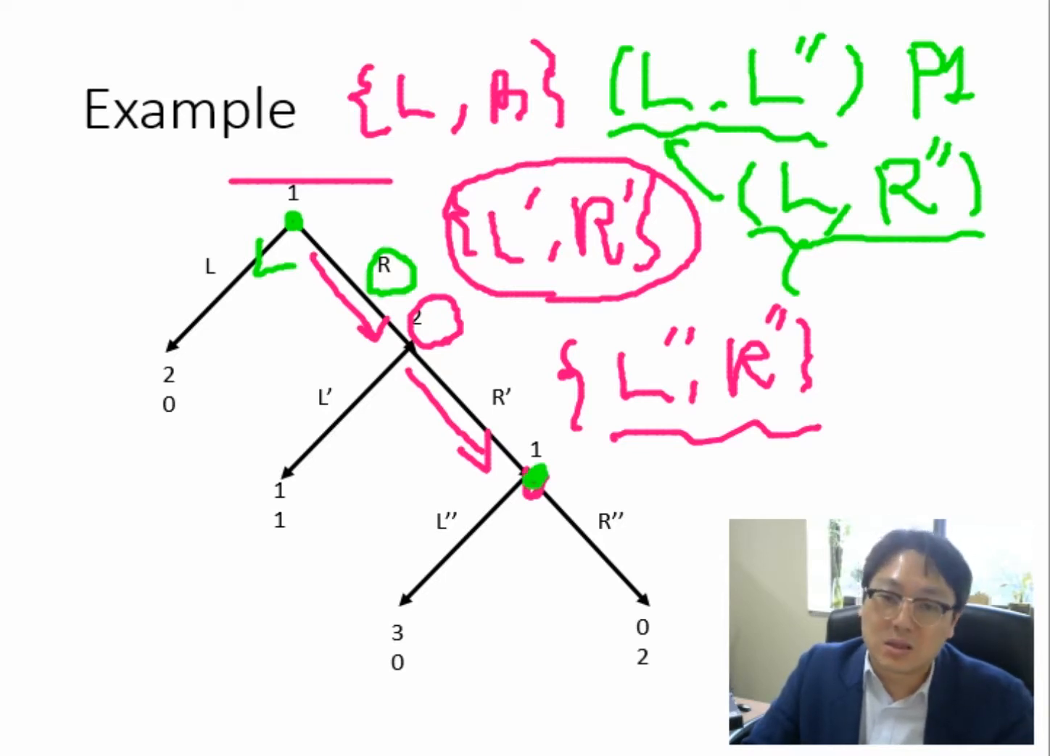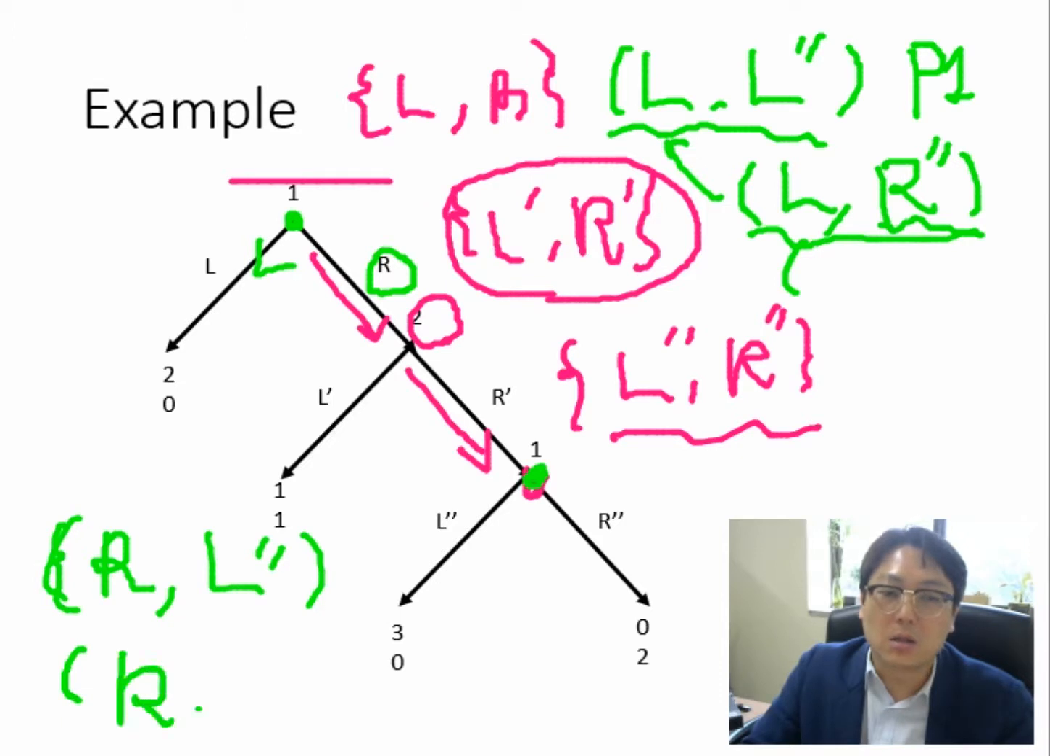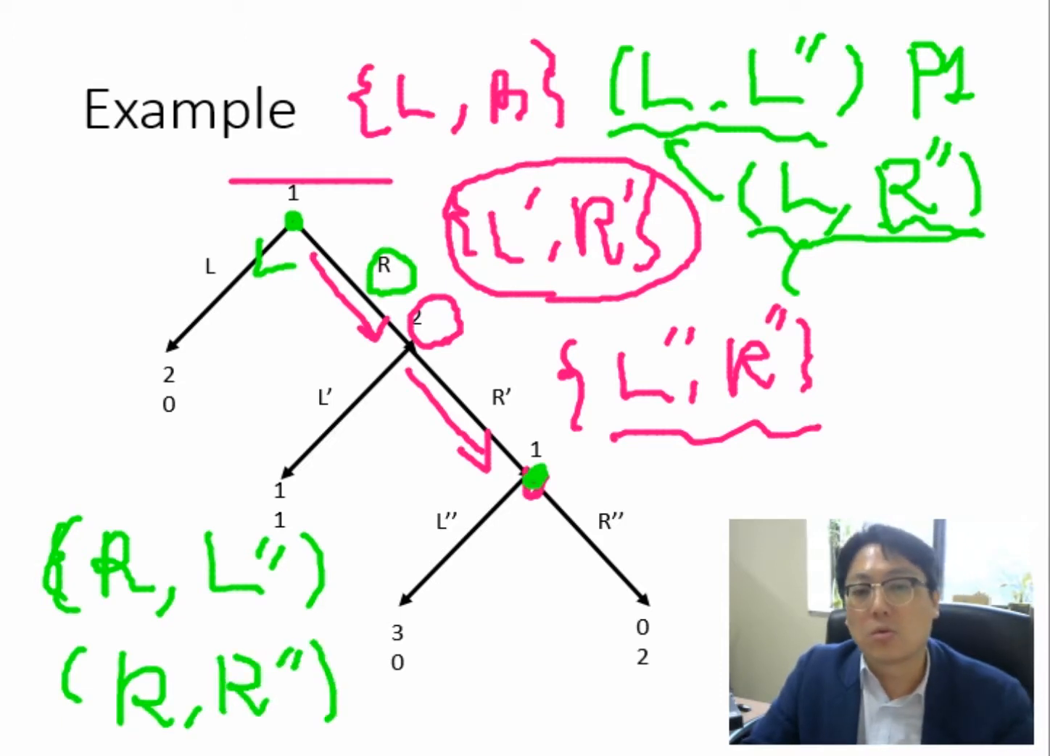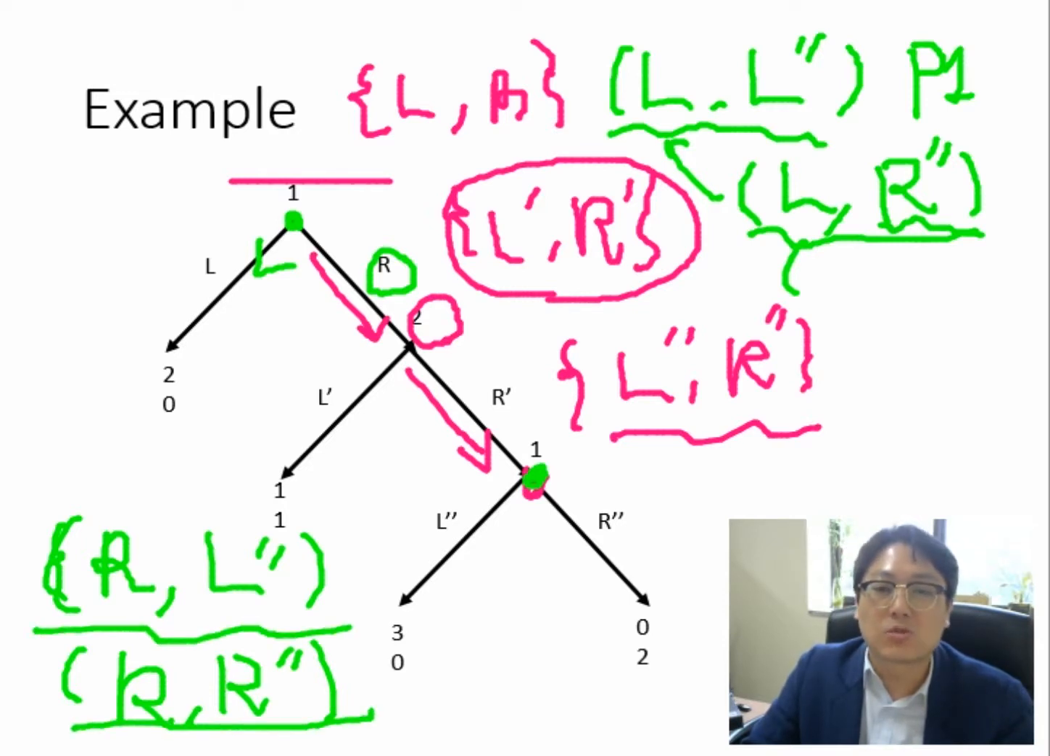Then the first player tried to choose R prime. Also, there are more cases. The first player can choose R, but here can choose L double prime, or maybe R and R double prime, right? So there are 4 strategies possible for the first player, okay?